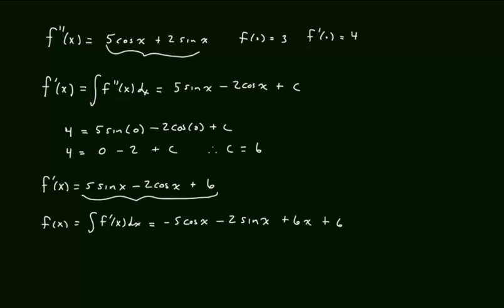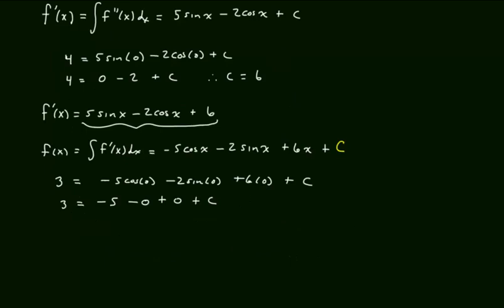Now I must use the f condition. f of 0 is equal to 3, so it's going to be negative 5 cosine of 0 minus 2 sine of 0 plus 6 times 0 plus c. And simplifying this, it'll tell me that c is going to come out to be positive 8. And now I have solved my differential equation. I have my particular solution, negative 5 cosine of x minus 2 sine of x plus 6x plus 8.